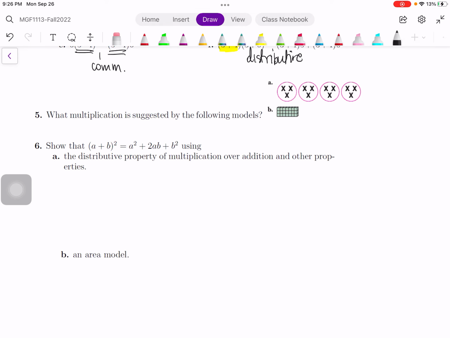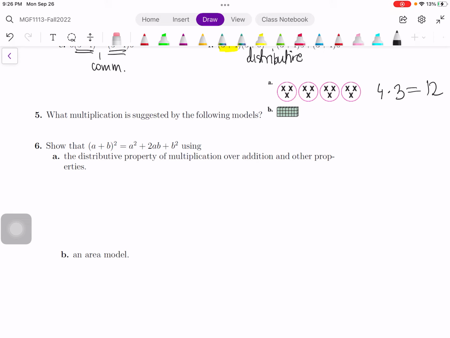Okay, let's look at this. What multiplication is suggested by the following models? So here I have 1, 2, 3, 4. 4 sets of 3, right? So this is 4 times 3. It's like 3 being repeated 4 times, right? So it's kind of like repeated addition of 3. 3, 3, 3, 3, which represents 12.